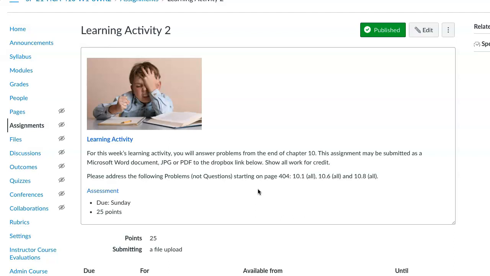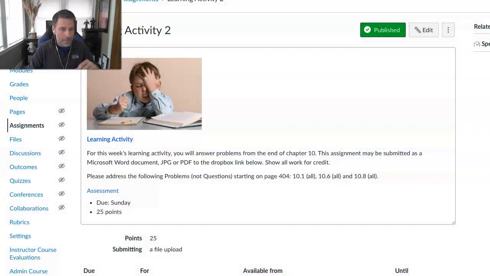Now let me talk a little bit about the homework itself as well to talk you off the ledge. With the learning activities, you're going to notice, let's go back here, it's going to say, please address the following problems, not questions. Why am I being so specific? I'll tell you in just a second. So make sure you look at that piece down there.